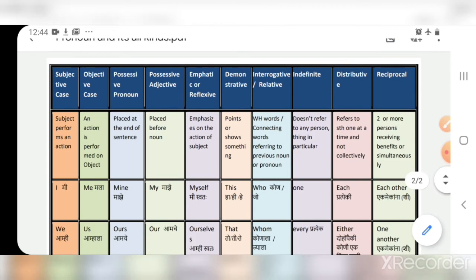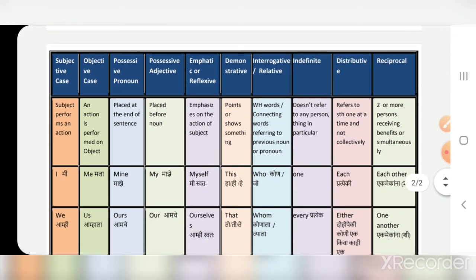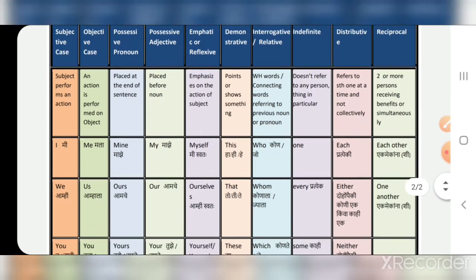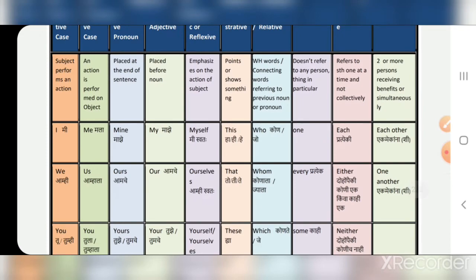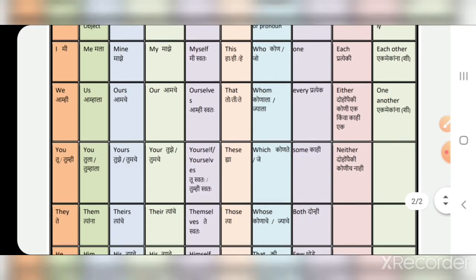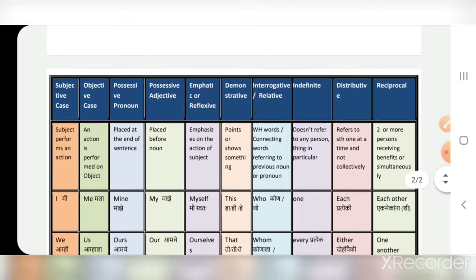Demonstrative pronoun, as the name suggests, it demonstrates or points or shows something. So whenever we show some object, then we use a demonstrative pronoun. This, that, these, those. There are only 4 demonstrative pronouns.